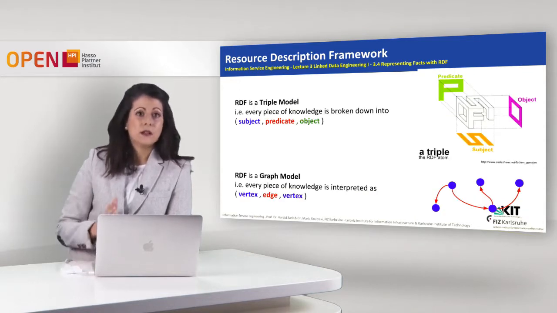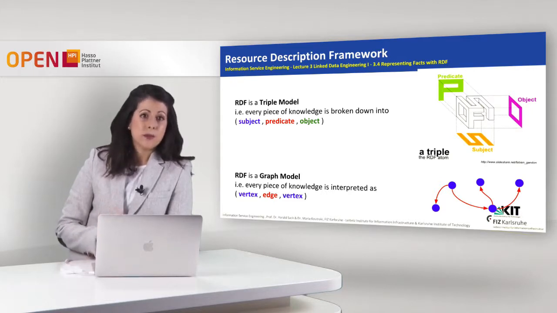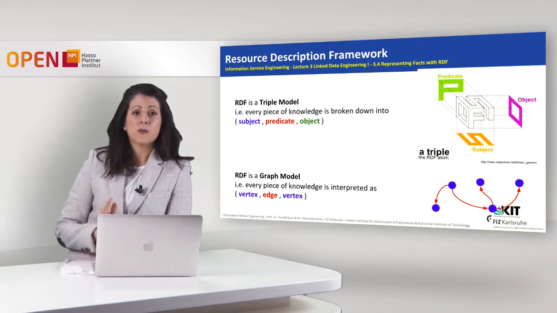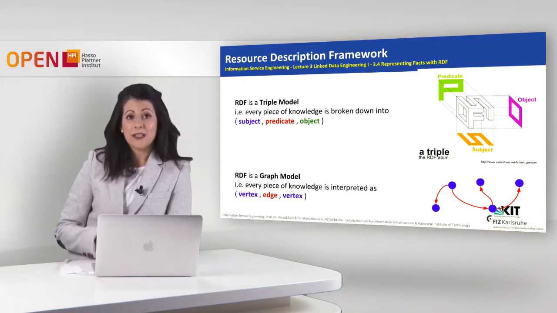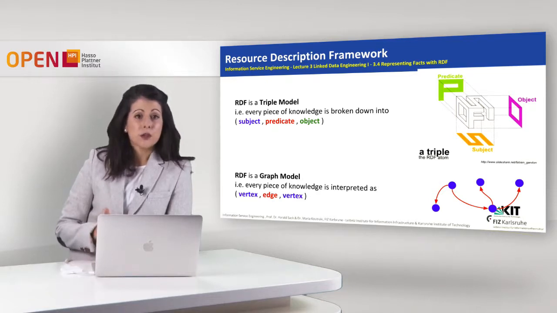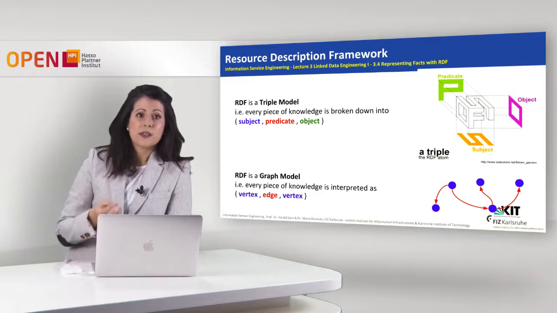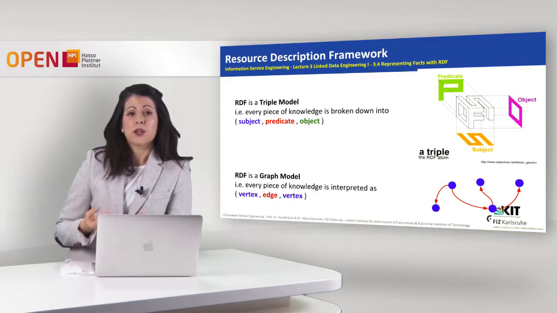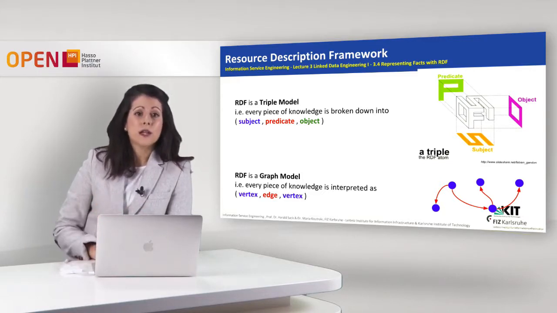So we are talking about RDF, the Resource Description Framework. RDF is a triple model. Every piece of knowledge is broken into a triple, which consists of a subject, a predicate, and an object. But RDF is also a graph model, where every piece of knowledge is interpreted as a vertex, an edge, and a vertex. So here the subject and the object are vertices, and they are connected through an edge, which is the predicate.